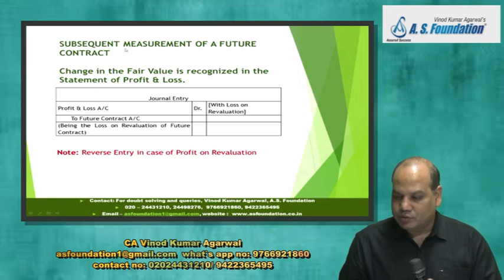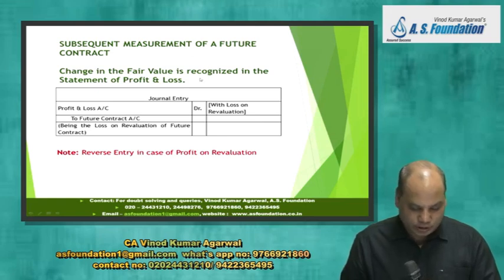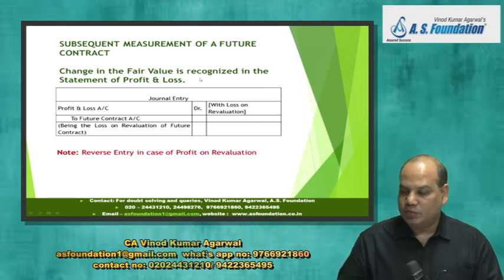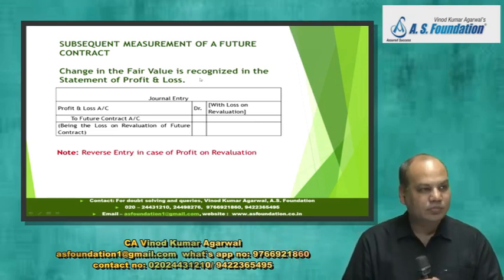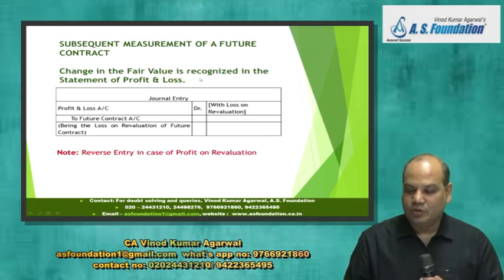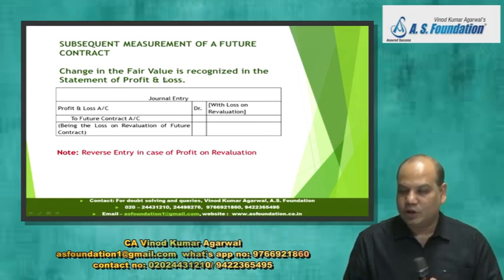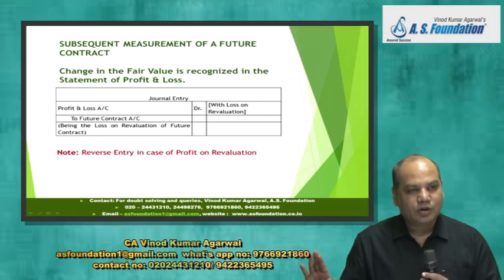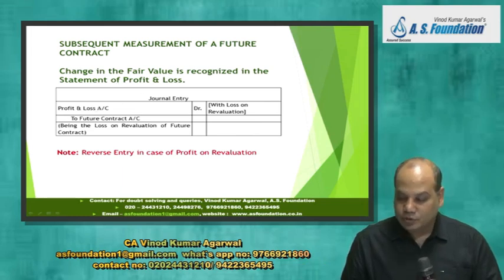And then subsequent measurement of a future contract. Suppose in between your reporting date has come. So you will revalue your future at fair value. You will revalue your future or whatever derivative it is at fair value. Right now we are talking about future contract. Then we'll discuss the same thing for option also after some time. So the entry will be, suppose there is a decrease in value on the reporting date.